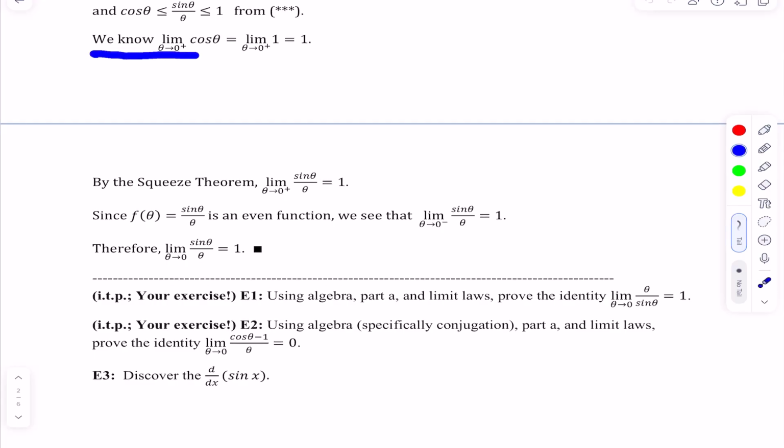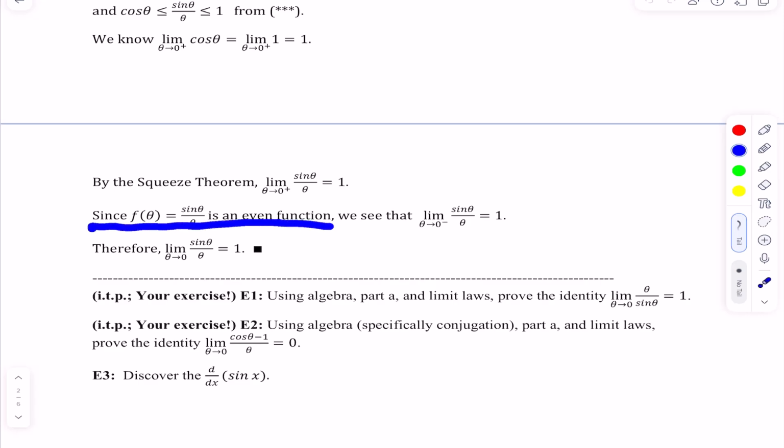Now we know that the limit as theta approaches 0 from the right-hand side of cosine of theta is equal to the limit as theta approaches 0 from the right-hand side of the constant function 1, which is 1. By the squeeze theorem, notice this function is squeezed between these two, we could conclude that the limit as theta approaches 0 from the right of sine of theta over theta is 1.